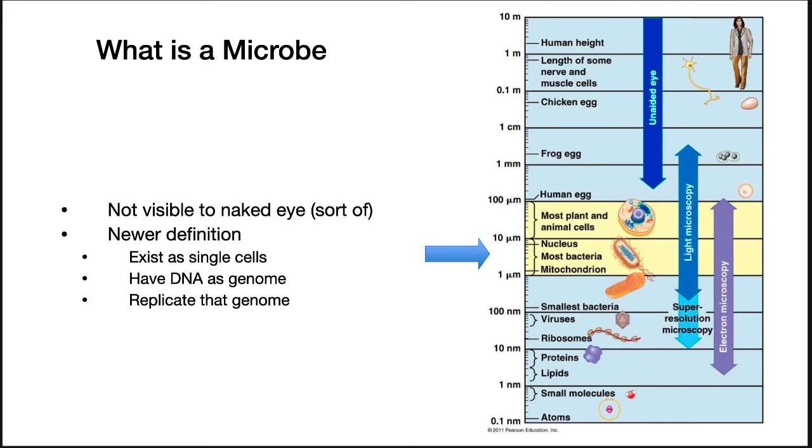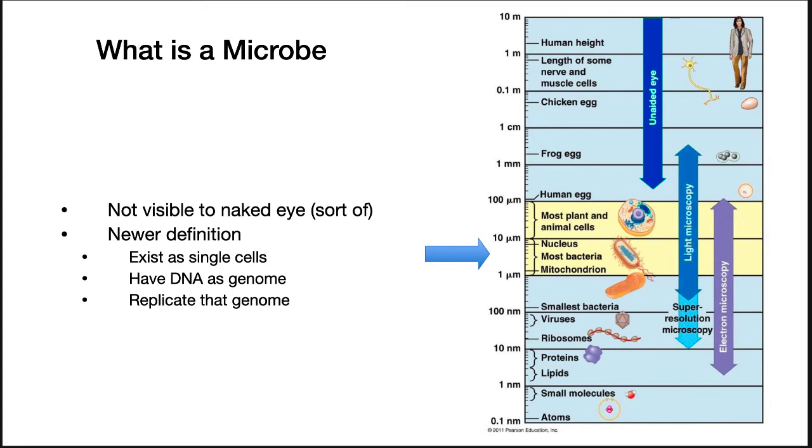So what is a microbe? Microbes are mostly not visible to the naked eye, but there are exceptions. There's an organism just discovered in the last 20 years called Thiomargarita nambiensis that lives off the coast of Namibia. This microbe eats hydrogen sulfide and uses it to reduce nitrate or oxygen. This organism is visible to the naked eye.